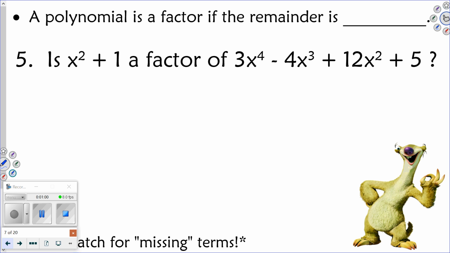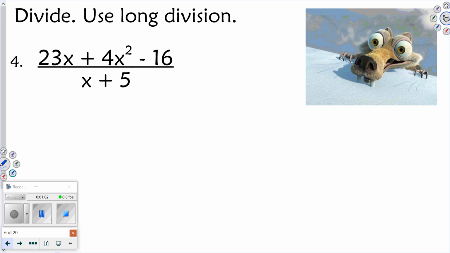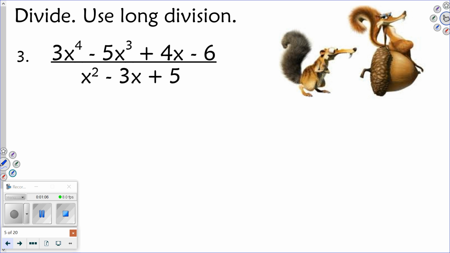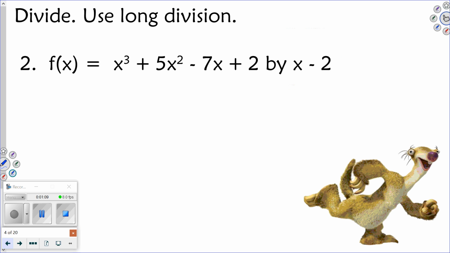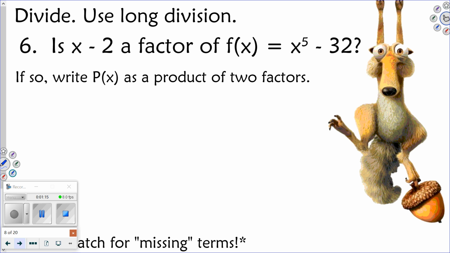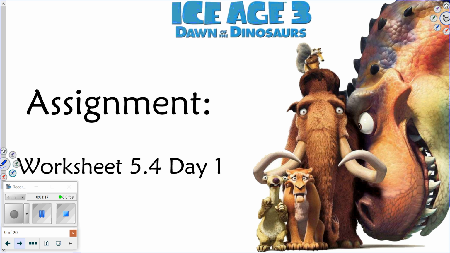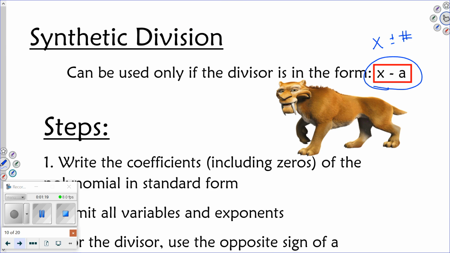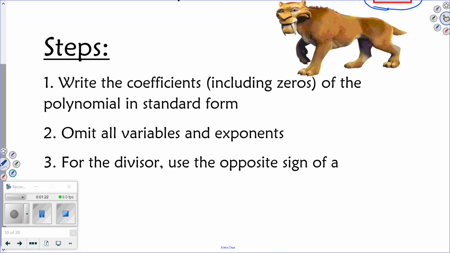This one? Nope, because it's got an x squared. This one? Yep, I could have done synthetic there. Here? No, I got all kinds of stuff going on there. That one? Yes. Okay. So if it's just x and then a number, you can use synthetic. Be happy because it's a lot faster. Promise.